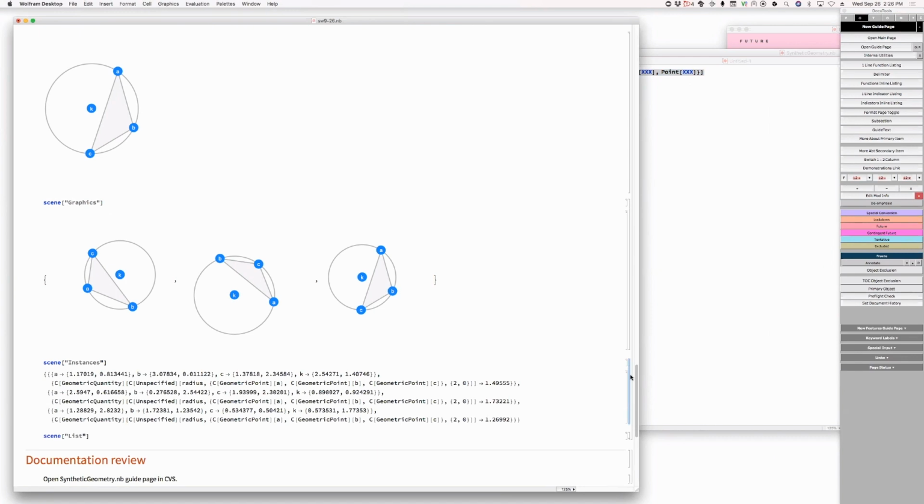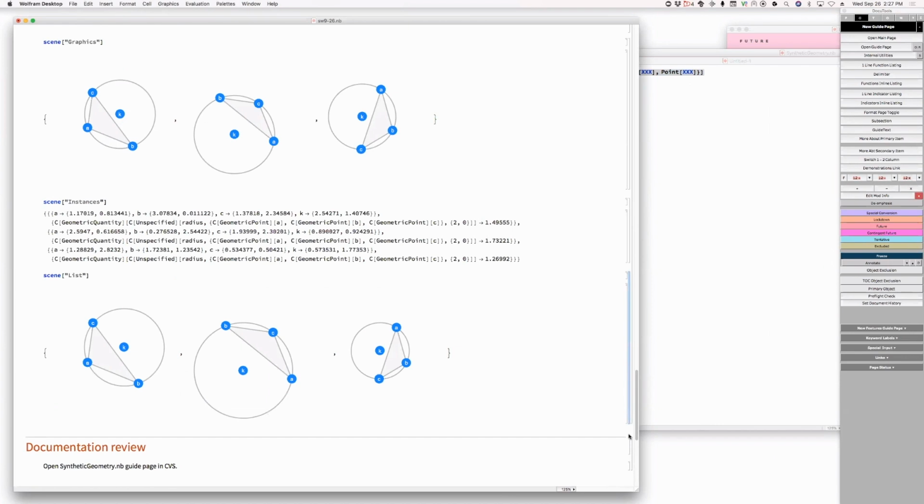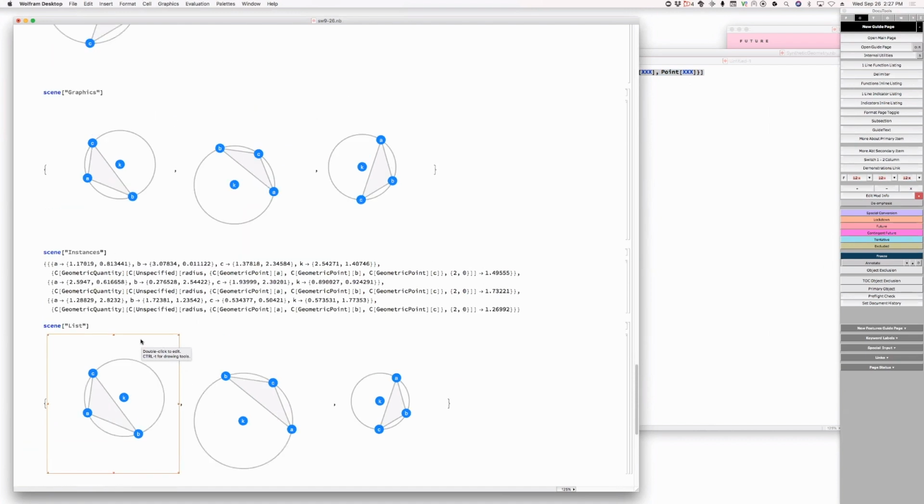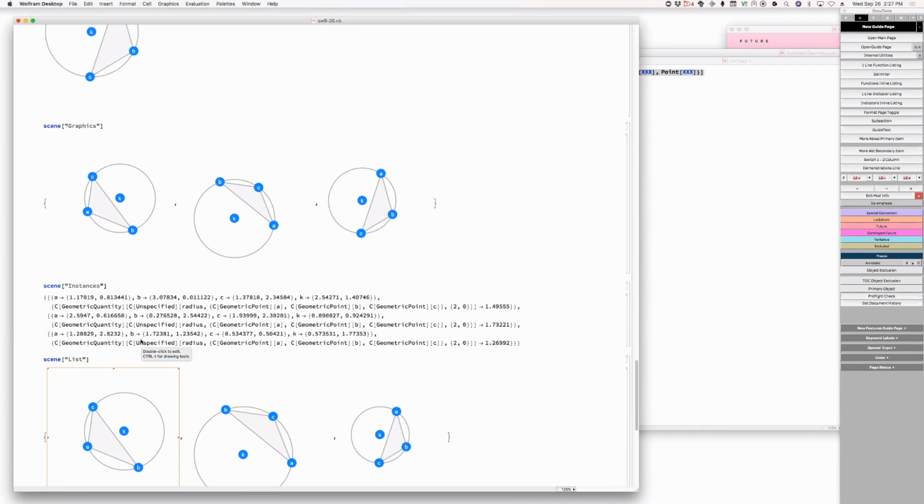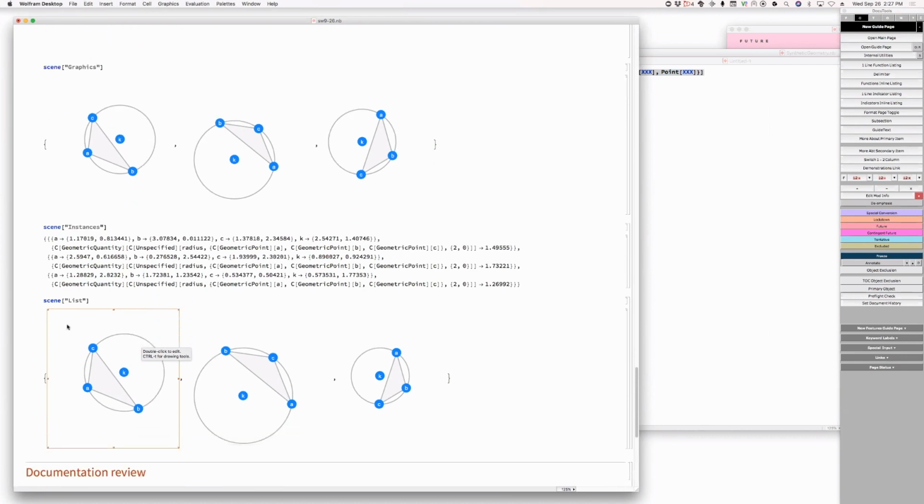So Ian and I were arguing over what instances should return, because I think it should be a list. He thinks instances should return what list returns down here. What's the difference in what list returns? Well, list is returning individual geometric scenes, yes. These have head geometric scene. Graphics has head graphics. Well, I think the obvious thing to do would be to say scenes in this case, because this is the case of plural scenes, right?